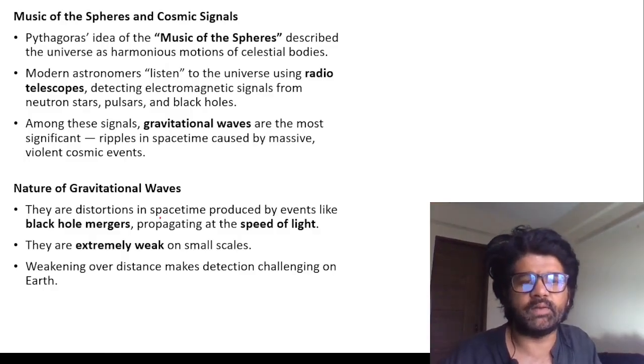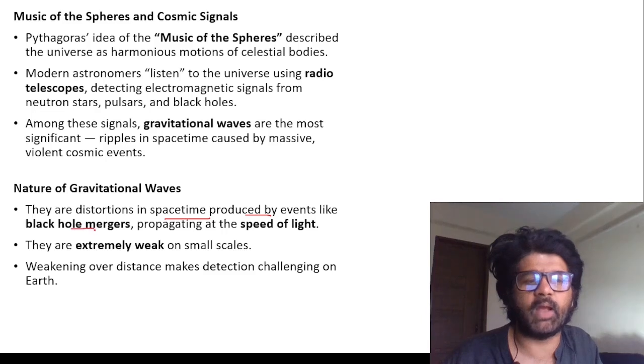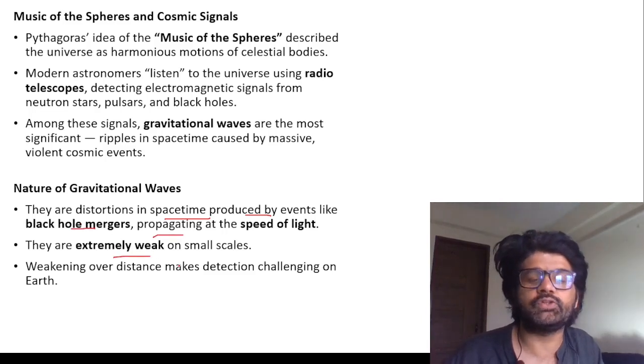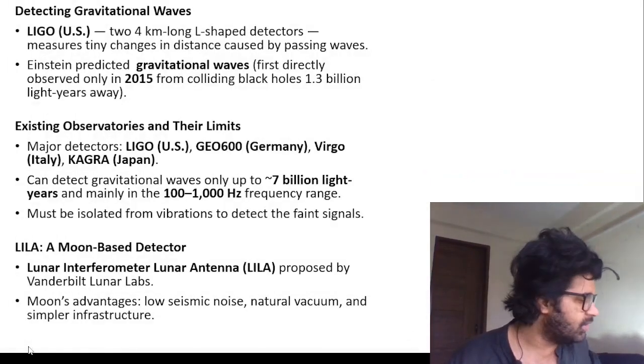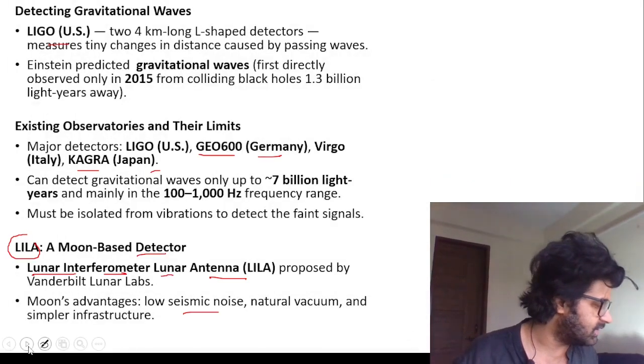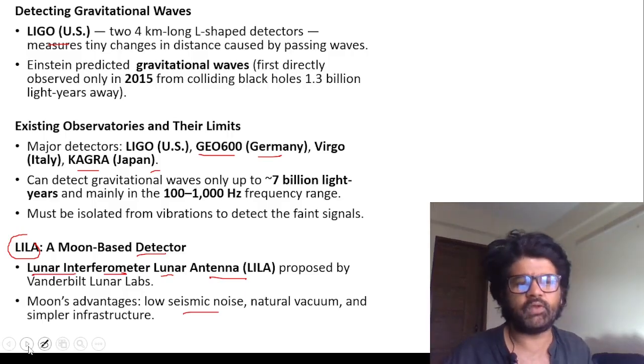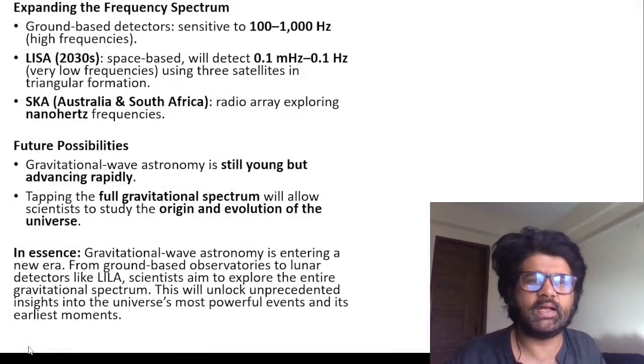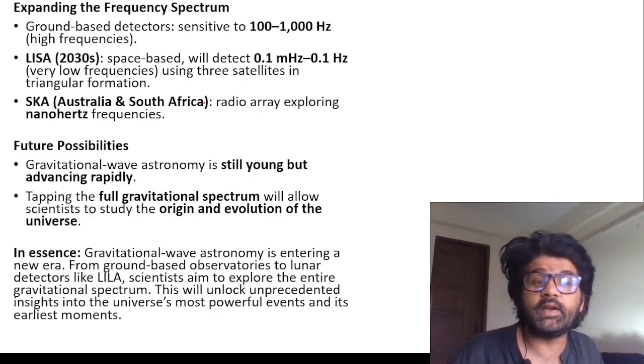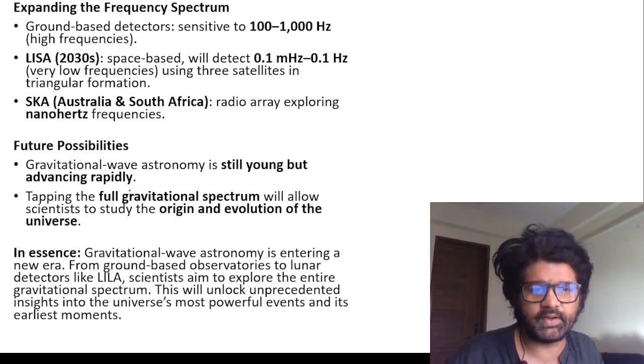Gravitational waves are distortions in space-time produced by events like black hole mergers. They are extremely weak on a small scale, weakening over distance, which makes detection challenging on Earth. Plus there are too many issues on Earth, like interference. So it's better if we have it on the Moon. You can also read about what kind of gravitational wave observatory different countries have. Again, this is an evolving phenomenon, gravitational wave astronomy. Let's see how things pan out.